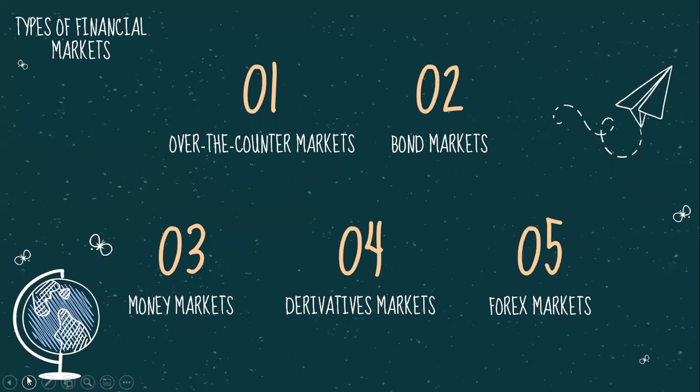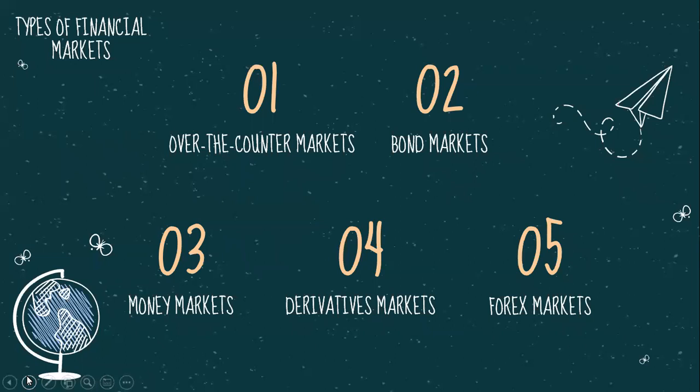So how about derivatives market? Rather than trading stocks directly, a derivatives market trades in futures and options contracts and other advanced financial products that derive their value from underlying instruments like bonds, commodities, currencies, etc.